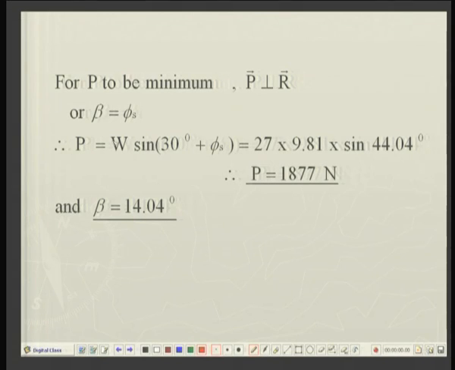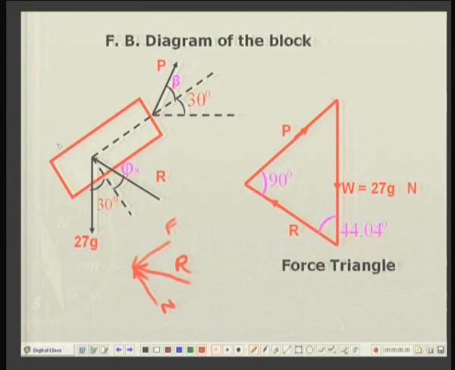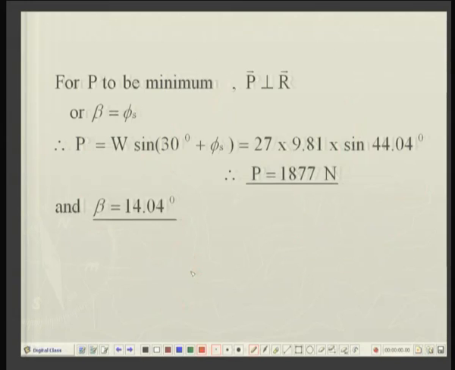And at that stage you can calculate the force P by the sine law of triangles. This is the sine law, we have to find P. So, P over sine of this angle of 44.04 degrees is equal to W over sine of 90 degrees, right. So, you will have P equal to 1877.